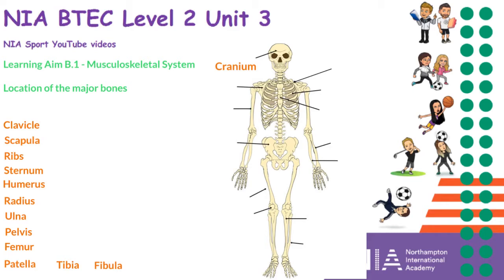Now the clavicles, commonly known as your collarbones, these are long slim bones that form the anterior part of the shoulder girdle. These provide strong and mobile attachment for the arms.